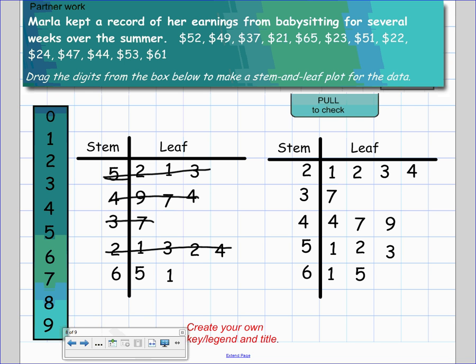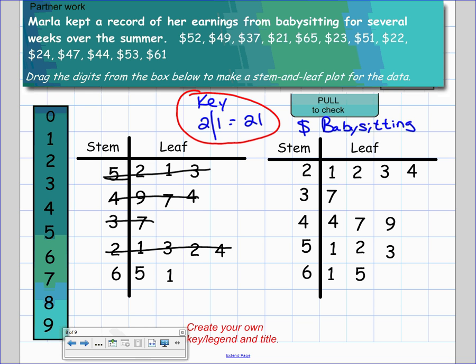What do I need to do? What's our next step? Oh, that's right. I need to create a title and a key. So what's our title? I think money from babysitting. Okay, and we'll do our key right here. 2 and 1 equals 21. So there's our key. I always like to circle that just so that way the next person who reads it can see it easily. That's our stem and leaf.